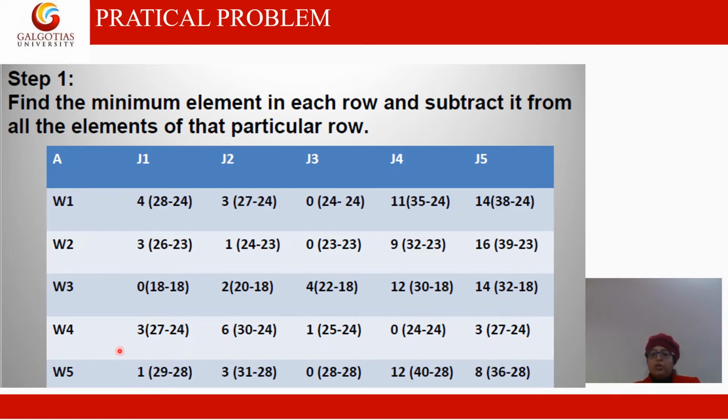Now we look at row 4. In row 4, the smallest element is 24. So we subtract 24 from the other row elements: 27 minus 24 is 3, 30 minus 24 is 6, 25 minus 24 is 1, 24 minus 24 is 0, and 27 minus 24 is 3. In the fifth row, the smallest element is 28, so we subtract 28 from the other elements. Here we get the total matrix by subtracting the smallest element of each row from all the elements of that particular row.